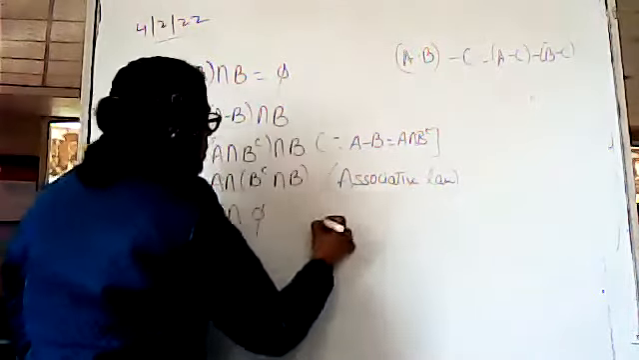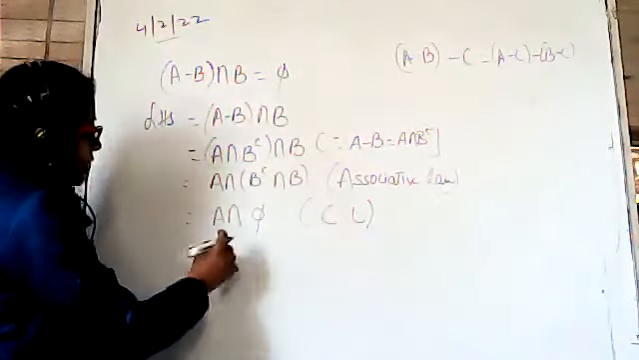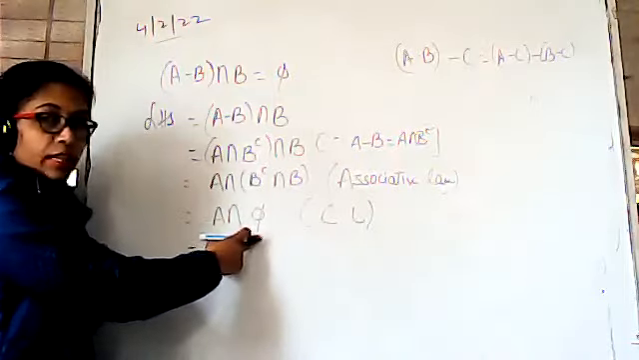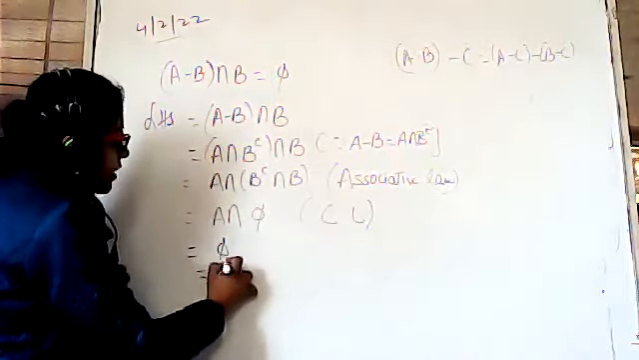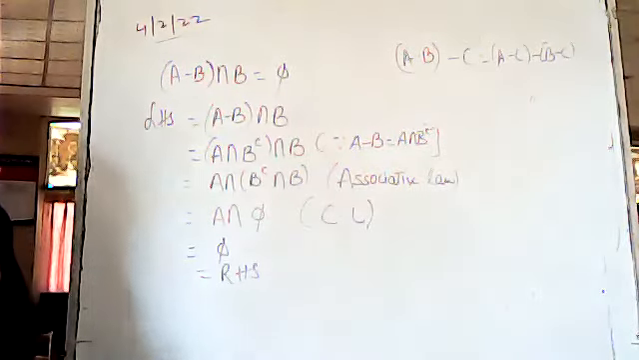We are using the complement law. Okay. After that, the intersection of the set with 5, nothing is common again in these two. So it will be 5, which equals the right hand side. Okay. A minus B intersection B equals 5.